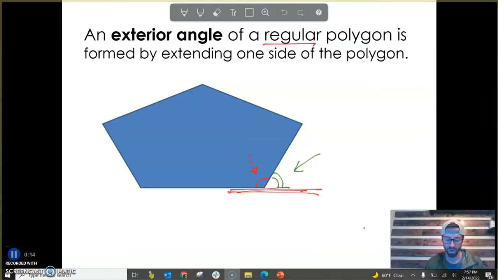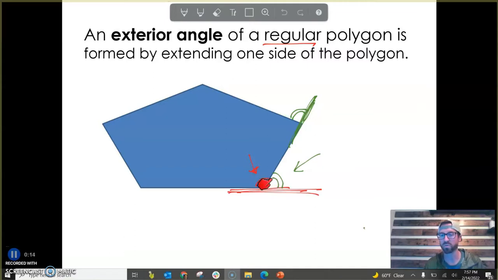But we also need to know that it doesn't matter if I extend it that way or if I extend it that way. And here's why I say that. If I extend it that way, here's our exterior angle, right? But if I extend it this way, here's our exterior angle. And these are going to be vertical angles. So it doesn't really matter which direction you extend it. The angle is going to have the same measure regardless.